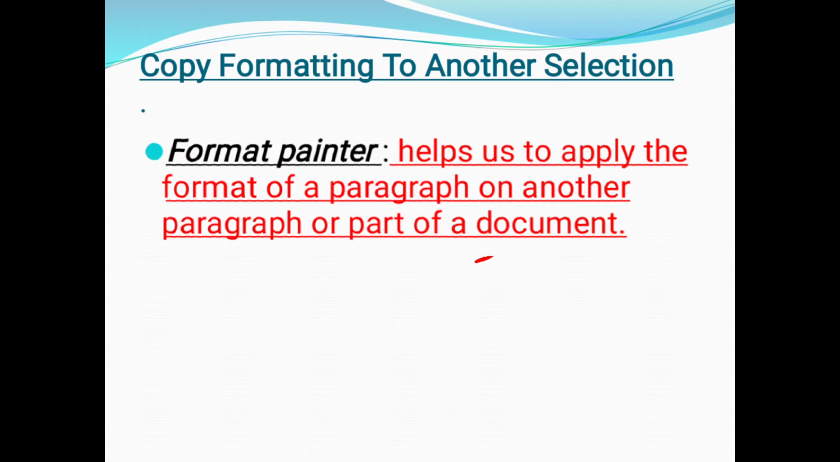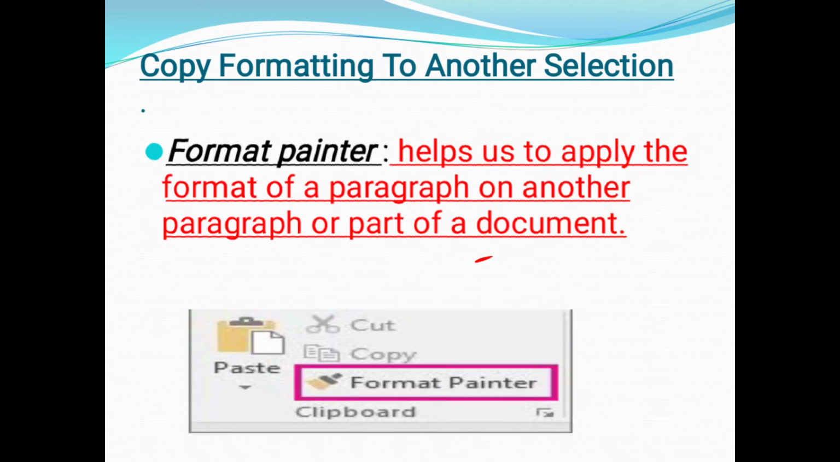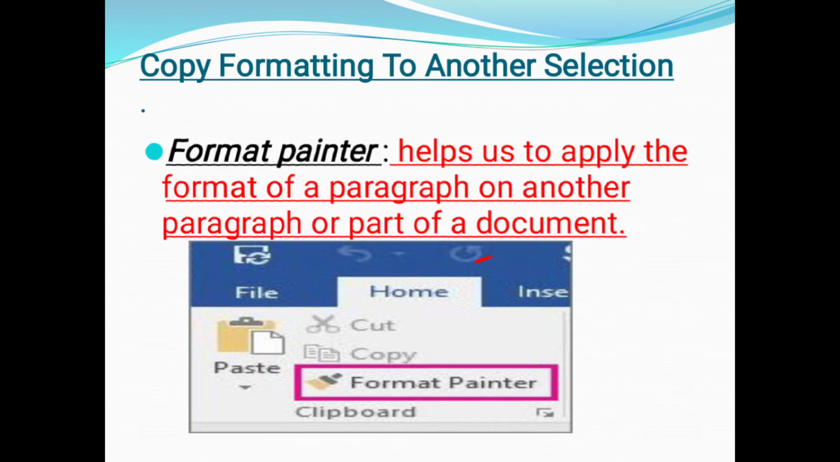text. What is the use of Format Painter? It lets you copy all of the formatting from one object and apply it to another one. Think of it as copying and pasting for formatting. This is your Format Painter in MS Word. Let us see how to use Format Painter.